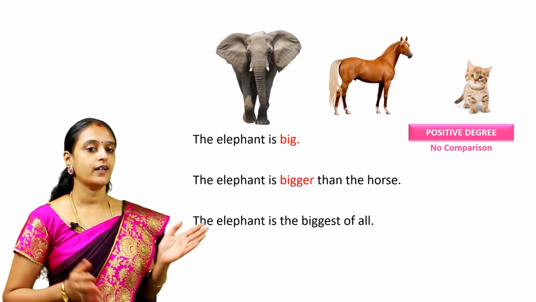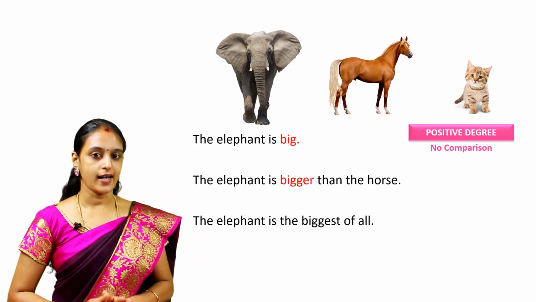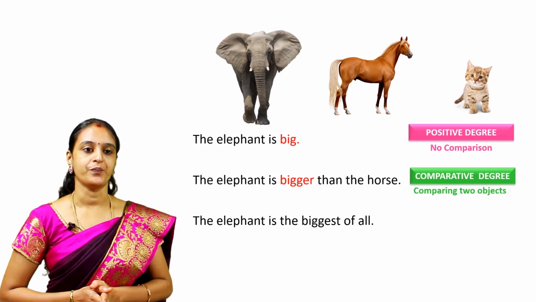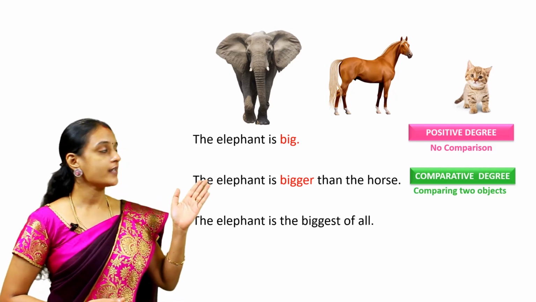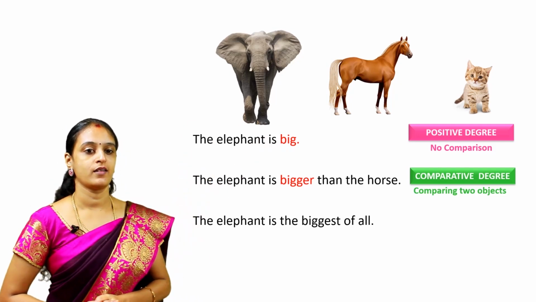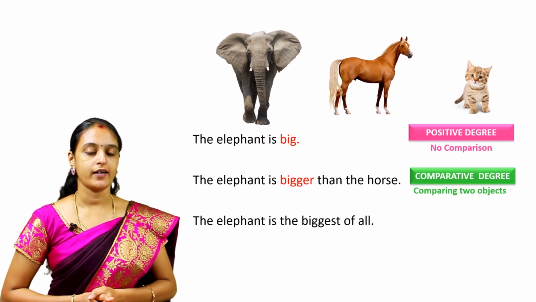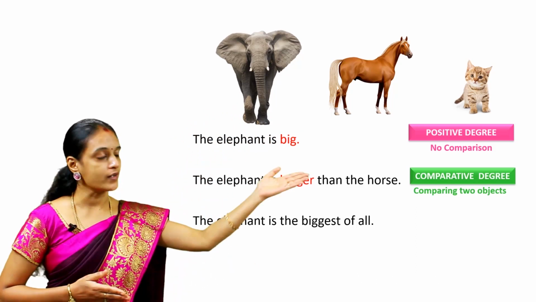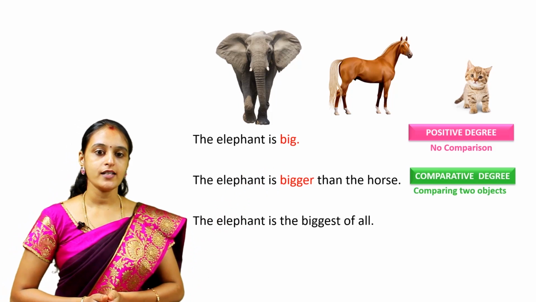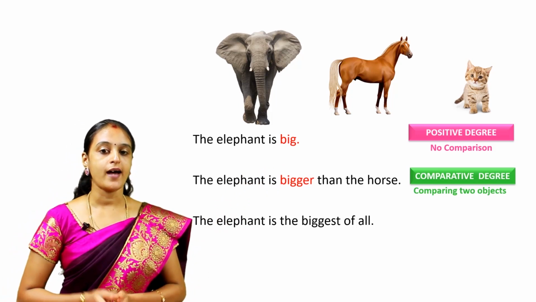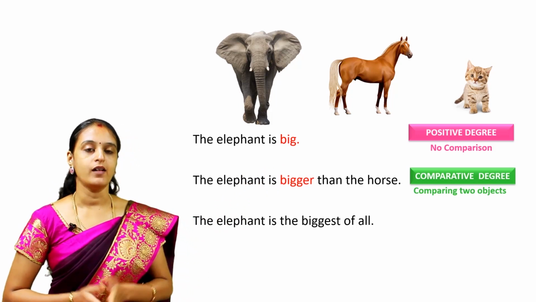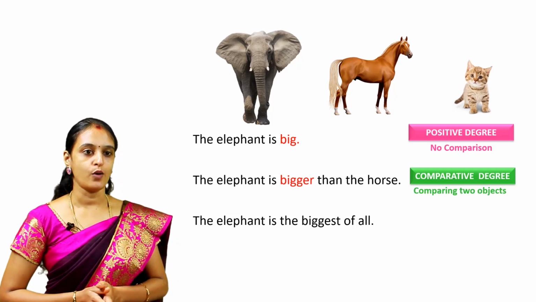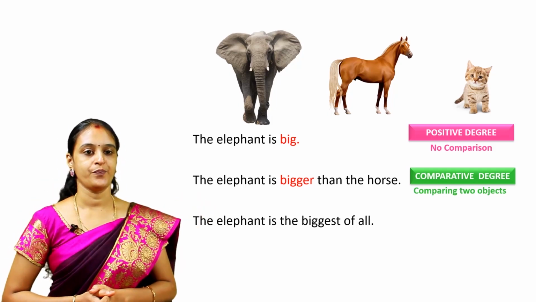Here, bigger is the adjective that denotes the comparative degree. Here, the elephant is compared to the horse. Two animals are compared here, the elephant and the horse. Thus, comparative degree is used to compare two objects, people or places. Now, let's move on to the third sentence.